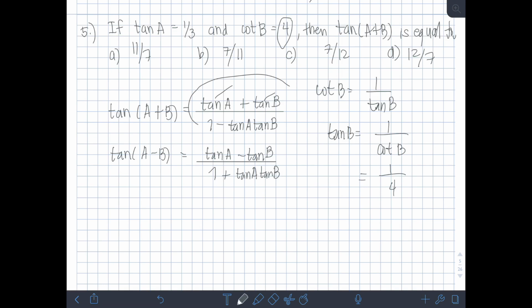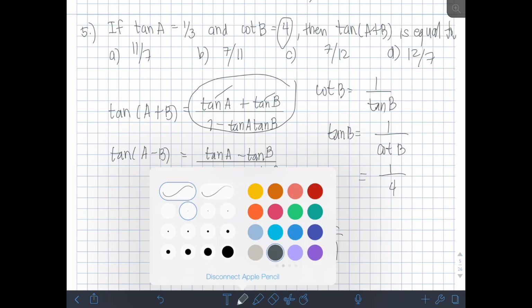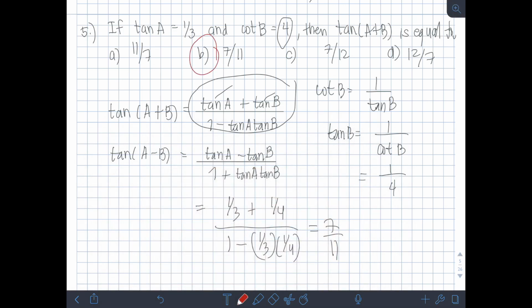So substitute natin dito sa formula na to. So we have 1/3 plus 1/4 over 1 minus 1/3 times 1/4. Okay, kasi tan A plus B yung hinahanap, di ba? So using calculator, masasolve natin to as 7 over 11. So therefore, the answer is letter B.